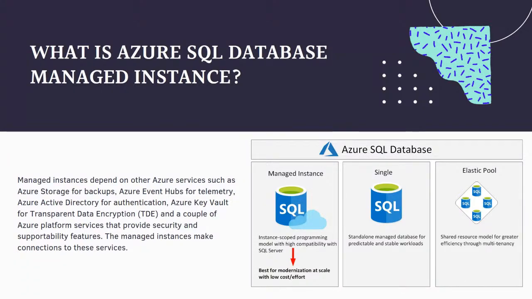So we have three options for SQL database: single, elastic pool, and managed instance. Talking about the most efficient among them, managed instance is the most efficient one, because in this modernization we require security, because your data needs more security, as it contains some confidential information as well. So you can go with the managed instance if you need more security.